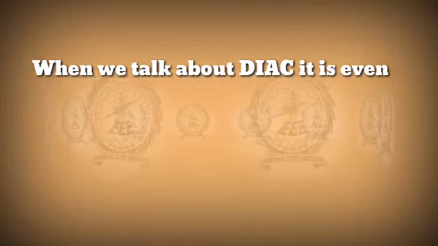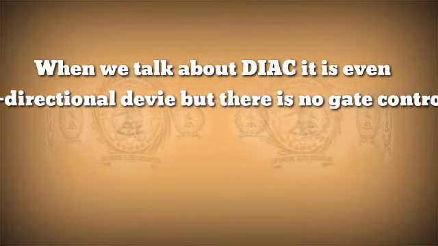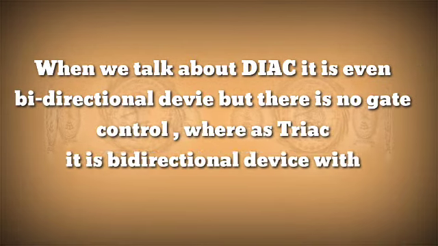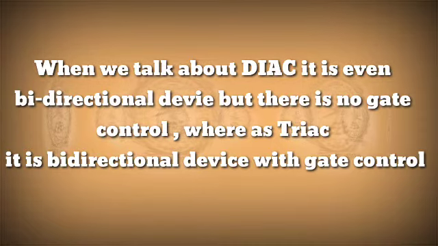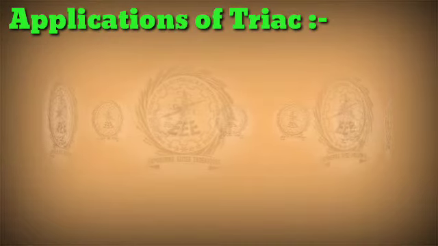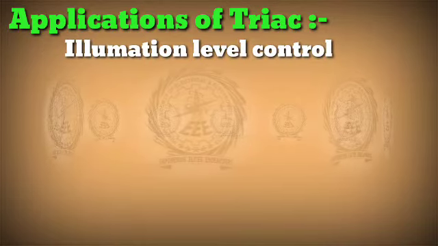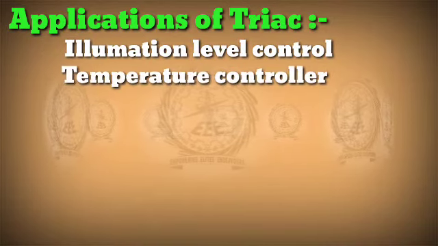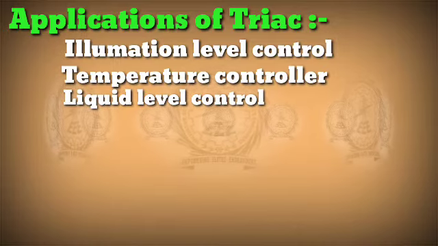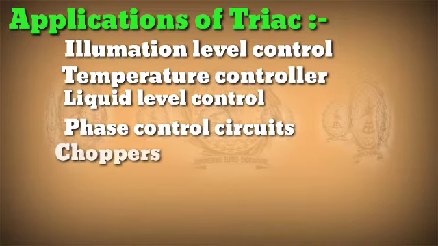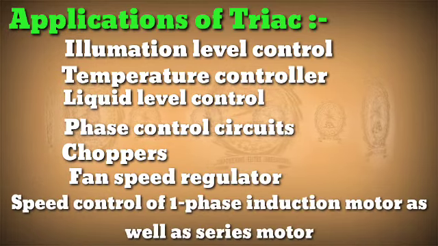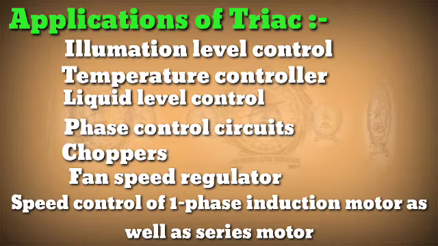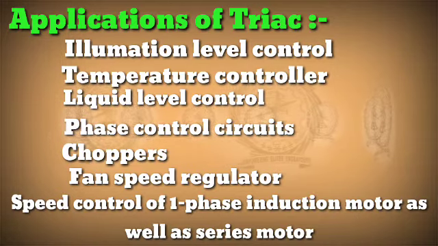When we talk about diac, it is also a bidirectional device, but there is no gate control, whereas triac is a bidirectional device with gate control. We will see some applications of triac: illumination level control, temperature controller, liquid level control, phase control circuits, chopper, fan speed regulator, speed control of single phase induction motor as well as series motor.